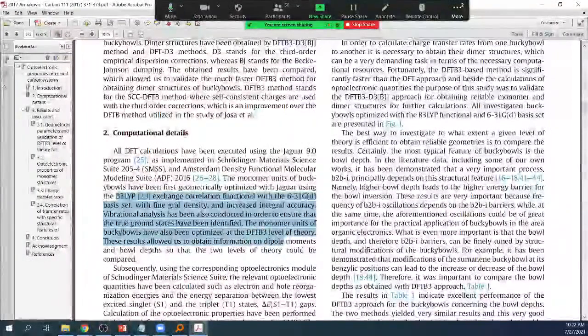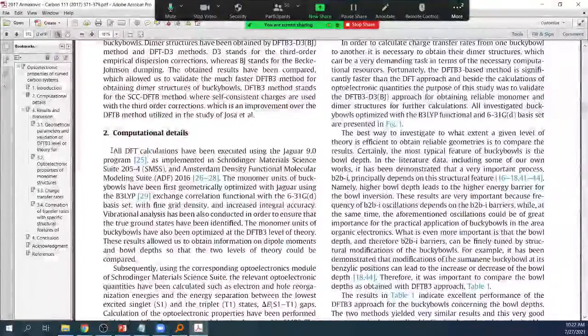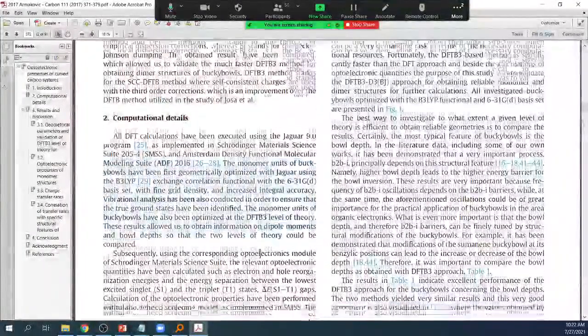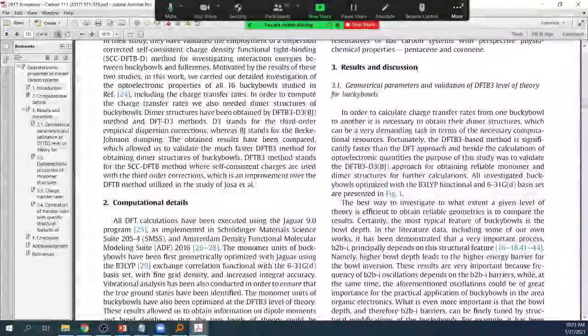These details are not so important for you, because you are probably dealing with other scientific areas. I doubt that there are people dealing with molecular modeling among the participants right now. But if you are dealing with molecular modeling, then these details are necessary to reproduce all of these results. And after the computational details section, we have results and discussion.